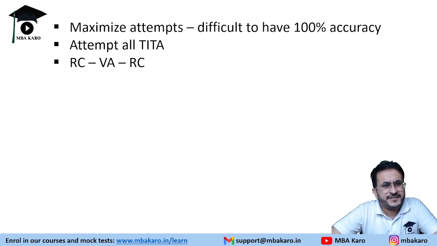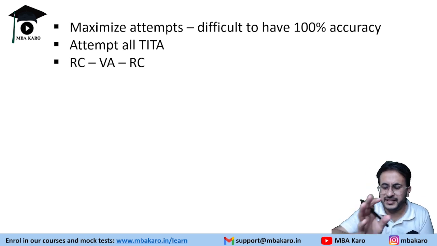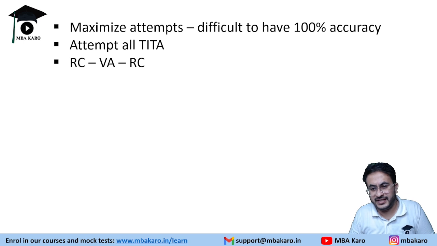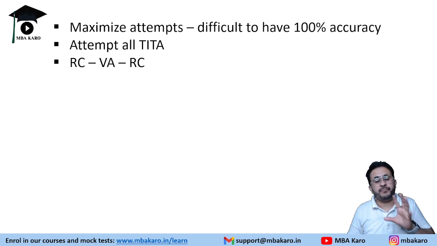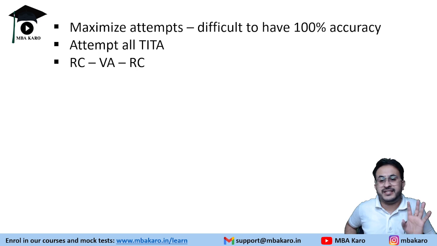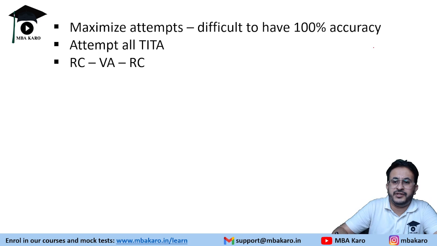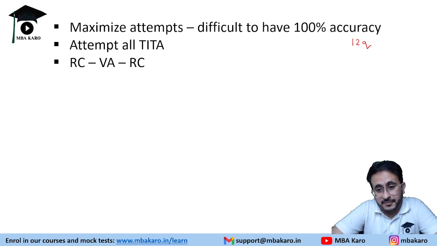Now, these are different kinds. Then you have sentence filler, which is obviously an easy one. Easiest of them all, just the rules of parajumbles apply over there. Just see how it is connected to the previous and the next sentence. In order to maximize your score in this section, you must maximize attempts. As I said previously also, it is difficult to have 100% accuracy. So if you think that you will attempt just 12 questions and get all right, it might be difficult.